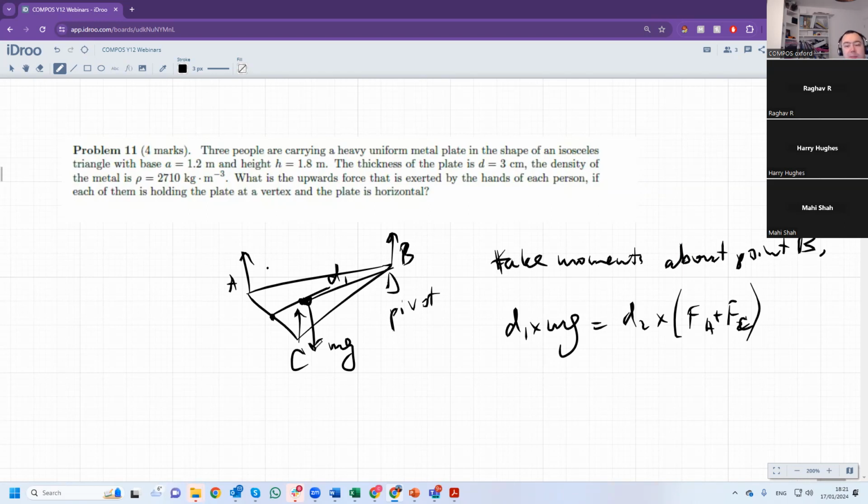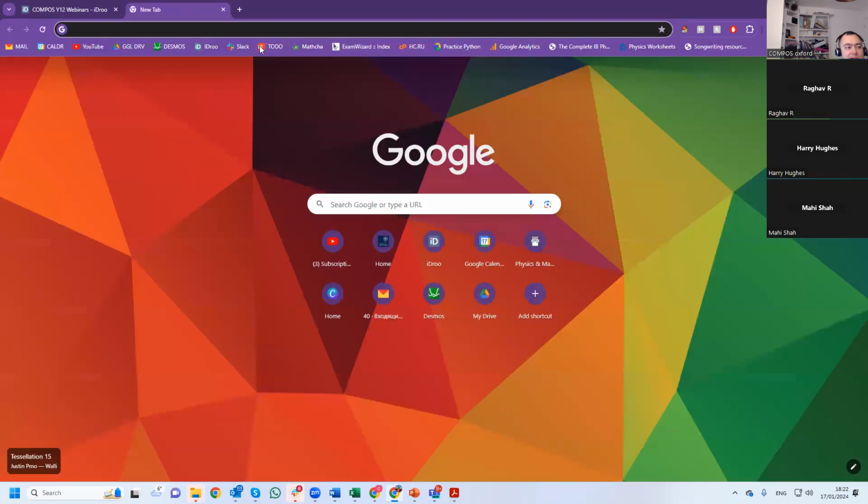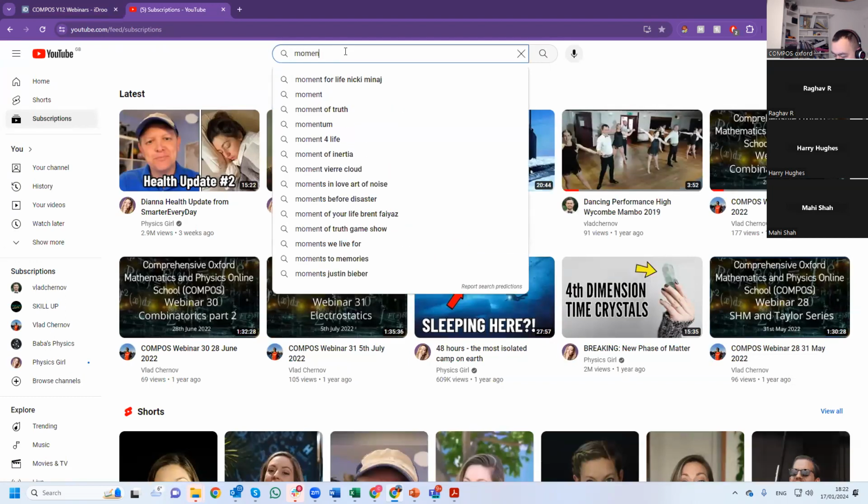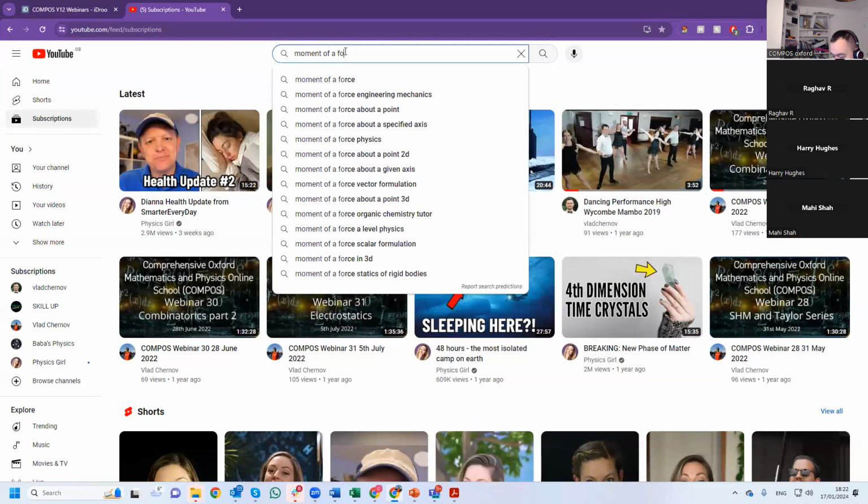Biola, does this diagram help? Oh, okay. Try finding a video on how to use moments. A good video on moments, maybe Khan Academy. Let's see if I can find something straight away. Moment of a force.